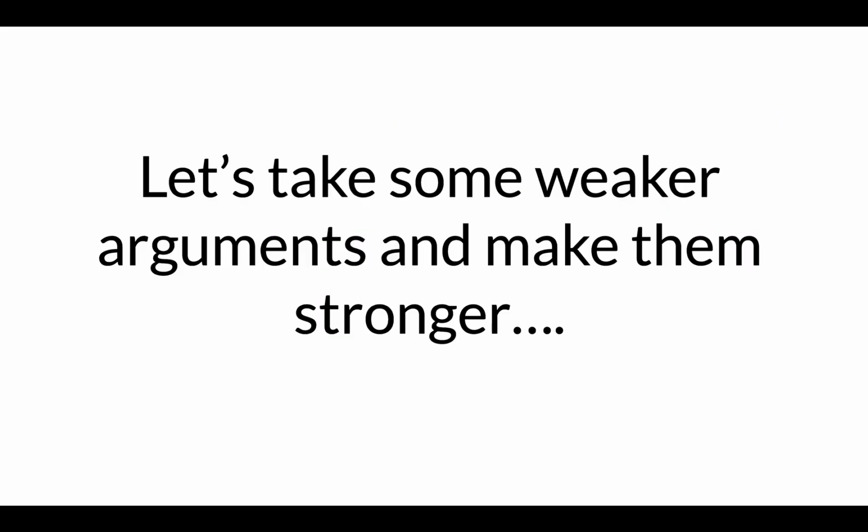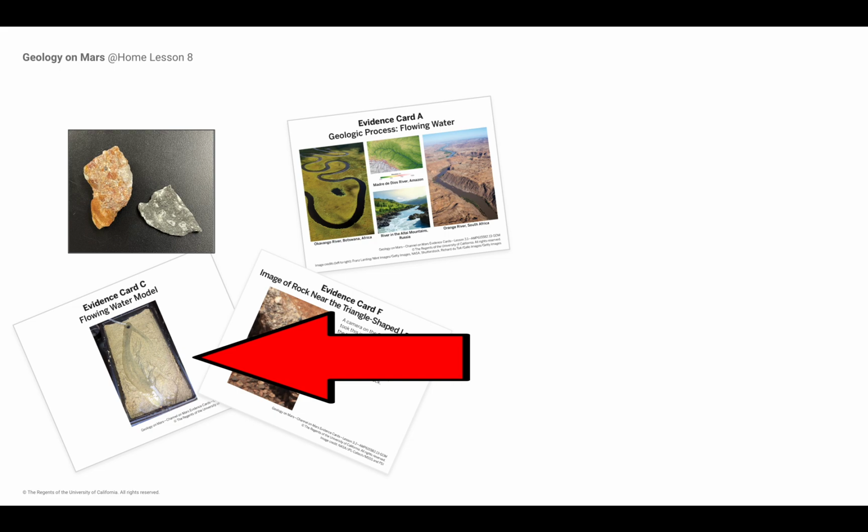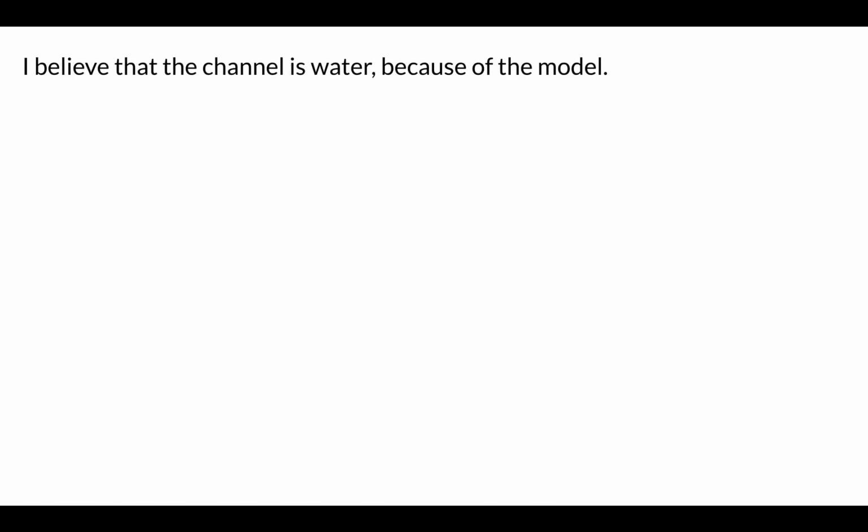Let's take some weaker arguments and make them stronger. So let's say that we're going to use evidence card C. We're talking about the flowing water model. This is a claim that somebody really did write. This was their total scientific argument. They said, I believe the channel is water because of the model.